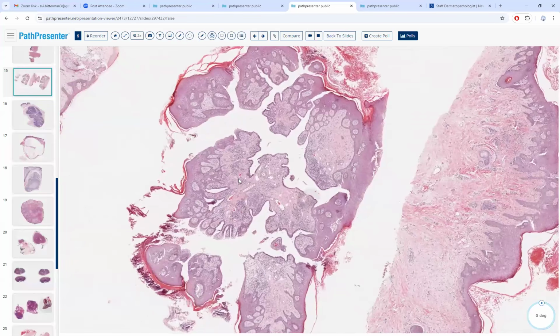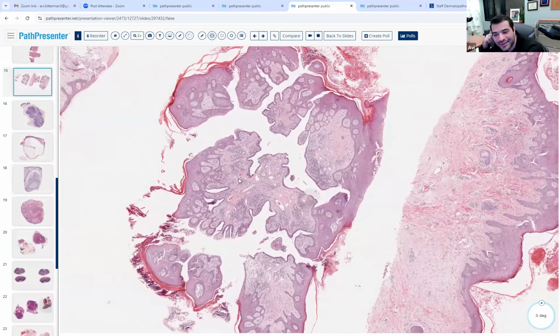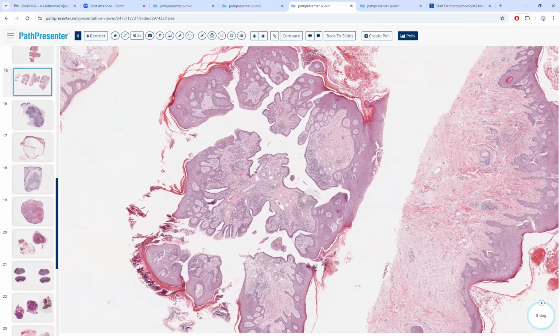SPAP. Good. SPAP from this power. Tell me why you think it's SPAP. And what is SPAP? Syringocystadenoma papilliferum. Syringocystadenoma papilliferum, okay.